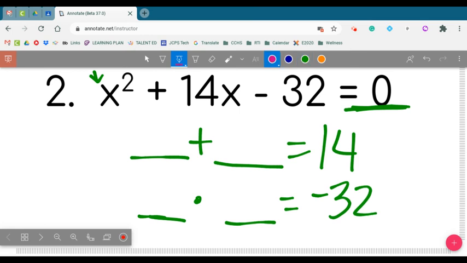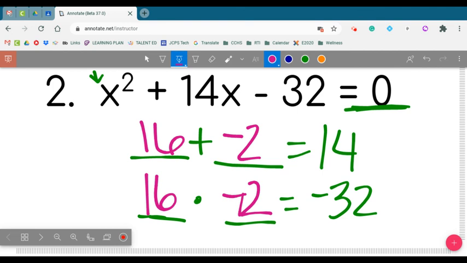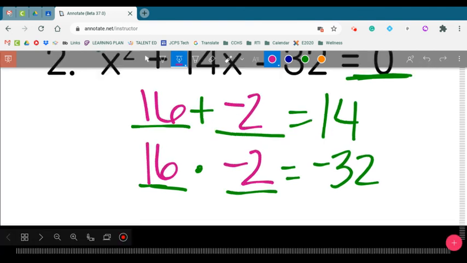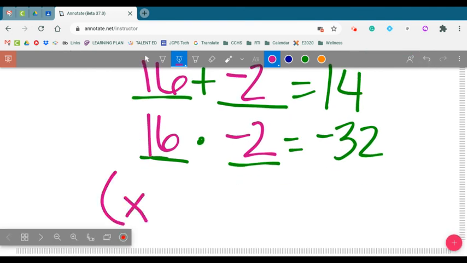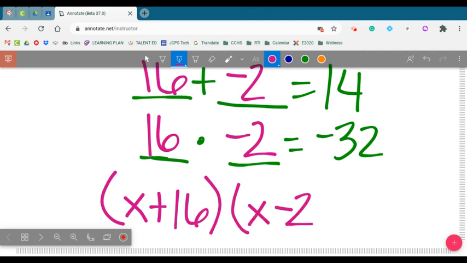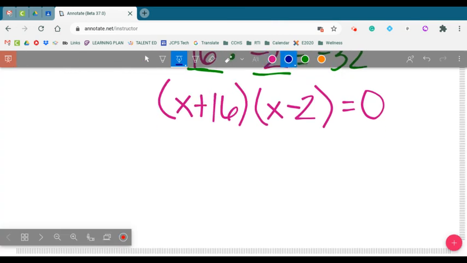So to 32, you have 1 and 32, 2 and 16, 4 and 8. I think that's it. And that's it. So the only one that would work would be 16 and 2. So you're going to do a positive 16 and a negative 2 since you want a negative 32. So I'm going to have x plus 16 and x minus 2. And don't forget I have that equal 0. So I'm going to have to set both of these equal to 0 and solve them.